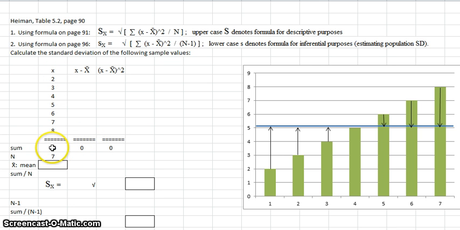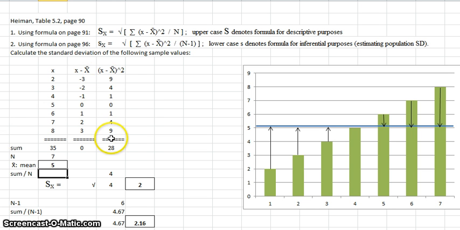So the first thing we do is add them up. The sum is 35. If we count, there are 7 data items. It's 2 through 8. There's no 1. There's 7 data items. So if we divide 35 by 7, we get 5, and that is the mean.